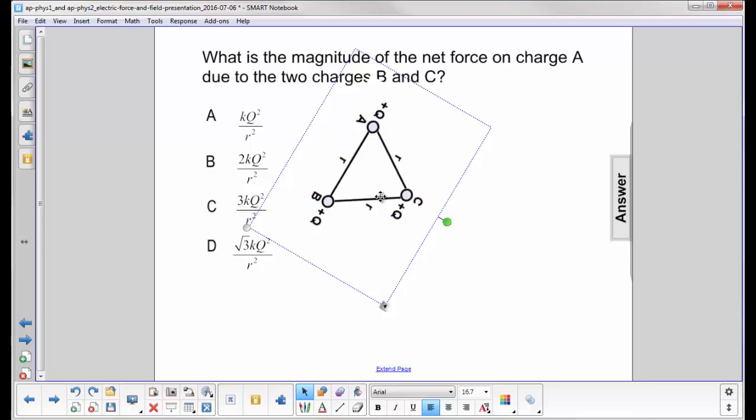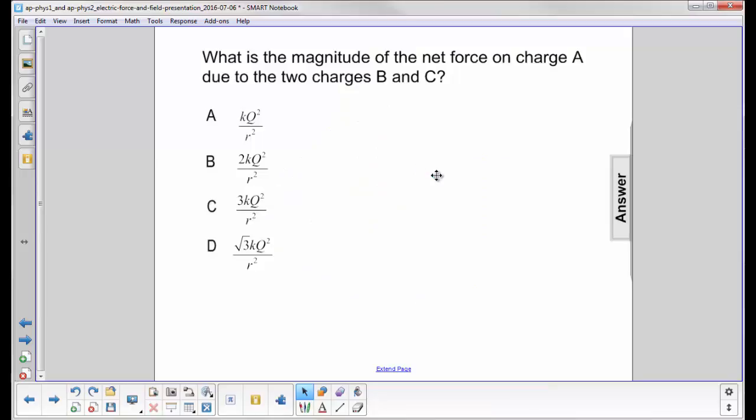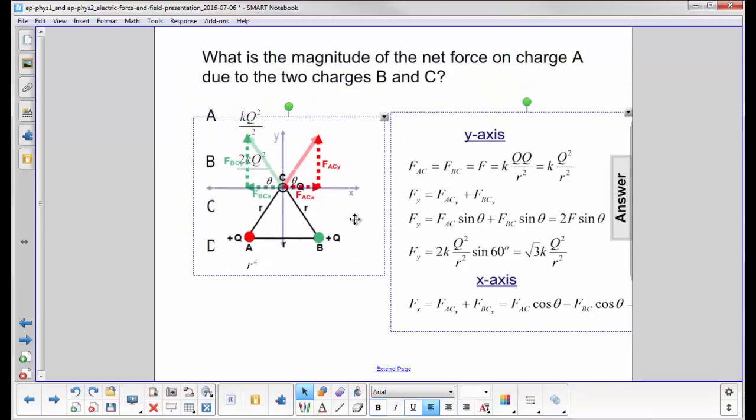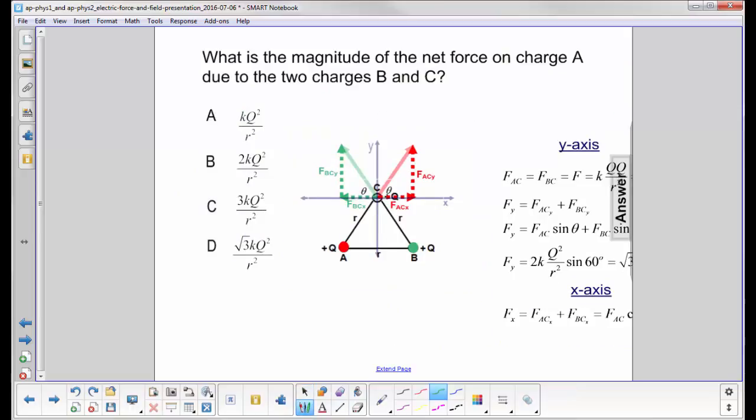We have an equilateral triangle and we're trying to find the force on this charge up here. So let's get rid of that. And what we're going to do is bring back the solution we've already done here. So we'll look over here at the diagram. We resolve the forces on this charge here from both of these.